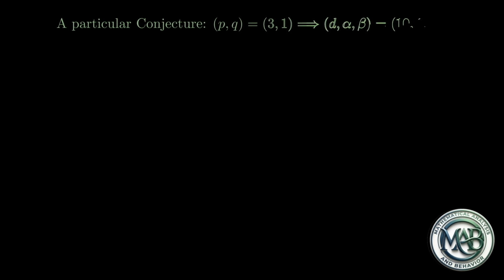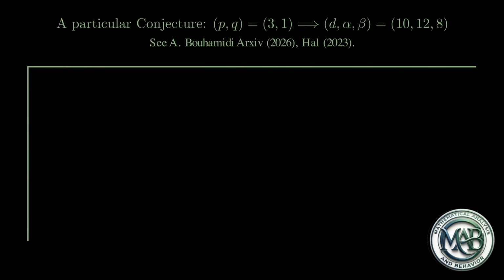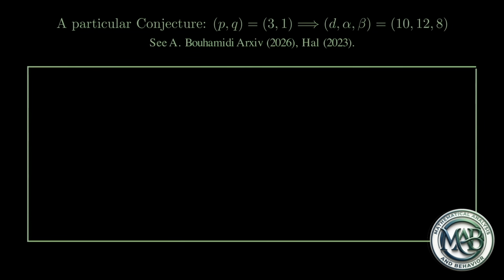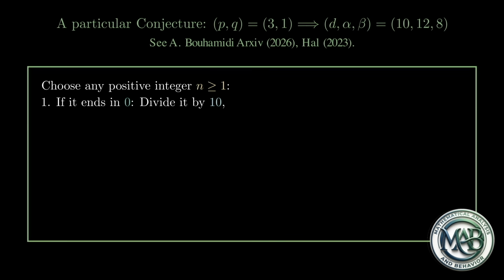An interesting, particular example from Bohamedi's conjecture is the case of the conjecture modulo 10. This occurs when the parameter P equals 3 and the parameter Q equals 1. The rule for this system is simple and easy to formulate using basic vocabulary. Choose any positive integer, n.